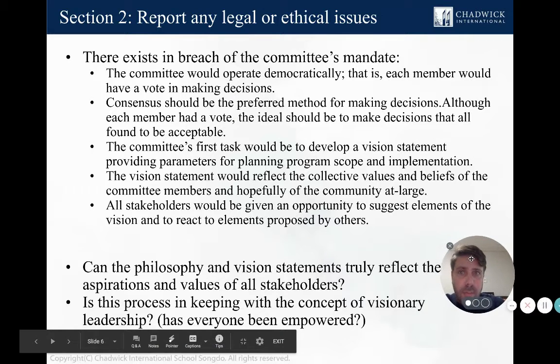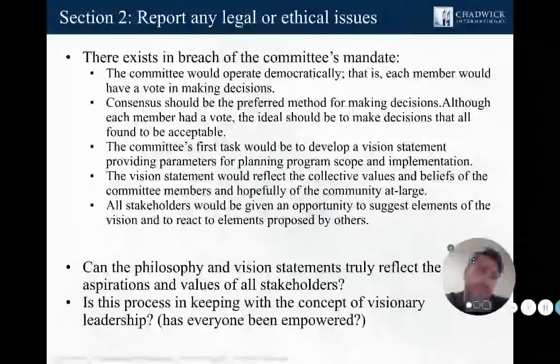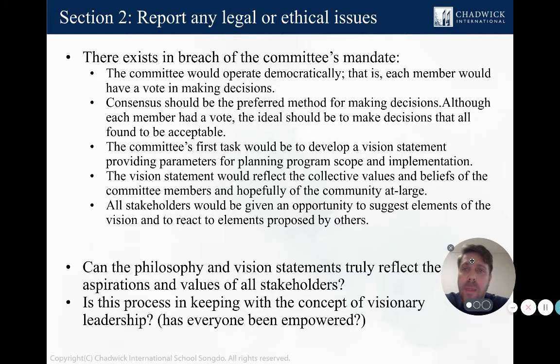So reporting any legal or ethical issues, I believe there exists a breach of the committee's mandate. The committee, again, when we look back at what they've been mandated to do, it states they're supposed to be operating democratically. And although technically they are, because they voted to dissolve the responsibility of crafting these documents in favor of the expertise of Susan.